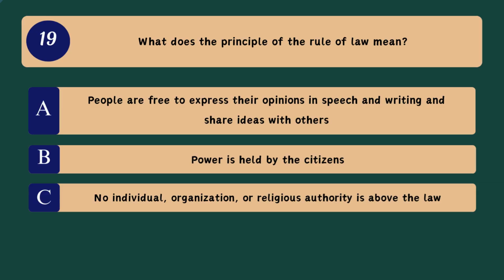Question 19. What does the principle of the rule of law mean? A. People are free to express their opinions in speech and writing and share ideas with others. B. Power is held by the citizens. C. No individual, organisation or religious authority is above the law.